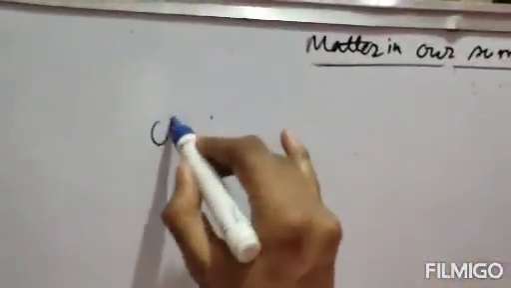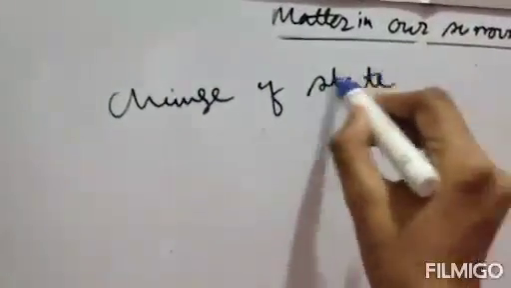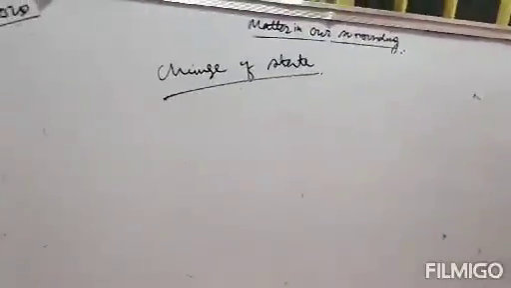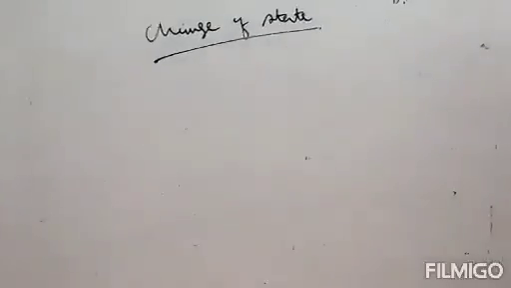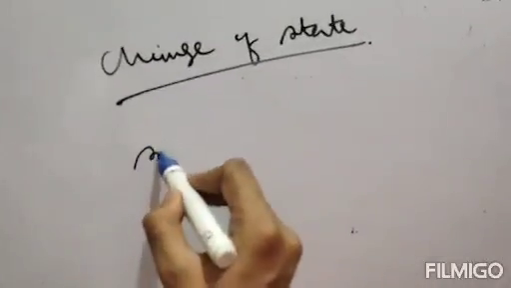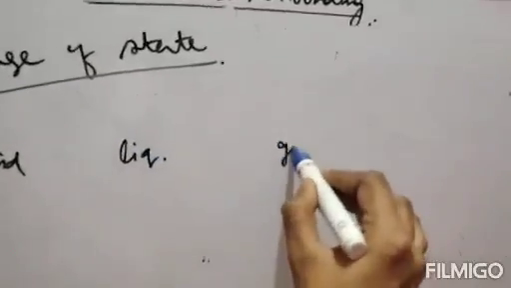Now, next topic is change of state. Change of state means interconversion of state. That is, solid converted into liquid, liquid converted into gas, or gas converted into solid. That is interconversion of states. So, suppose this is solid, this is liquid, and this is gas.